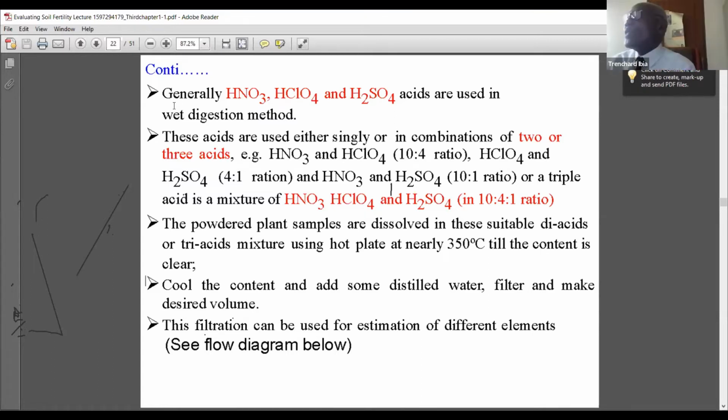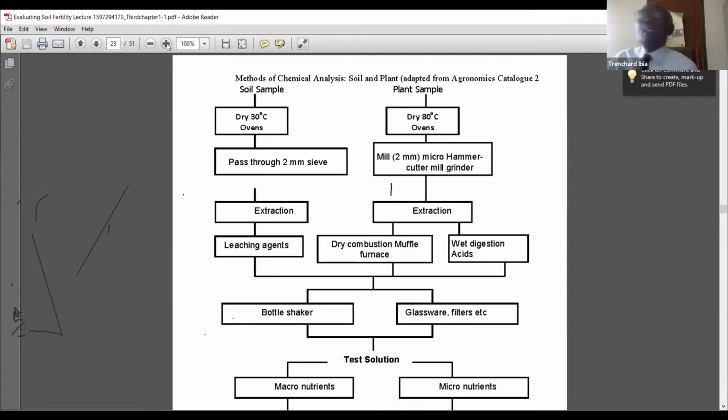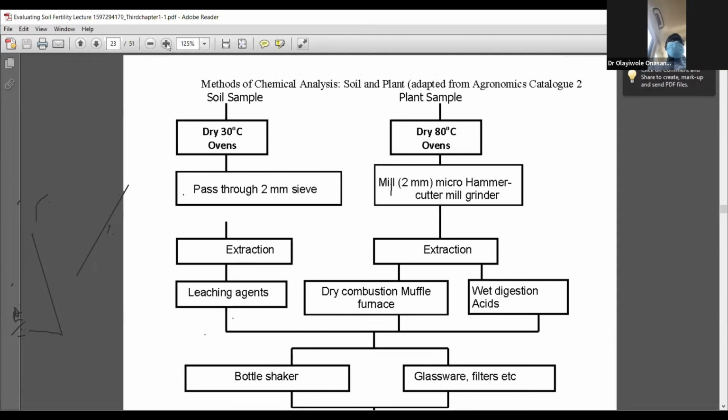We have prepared a flow diagram for this. Okay, this is the flow diagram. Let's see if you can see the flow diagram. Next slide. The flow diagram is not very visible, but what is here is showing a soil sample on the left side and plant sample on the right side. All the processes of oven drying, sieving, extraction, leaching, and testing for both plant and soil samples are shown here.